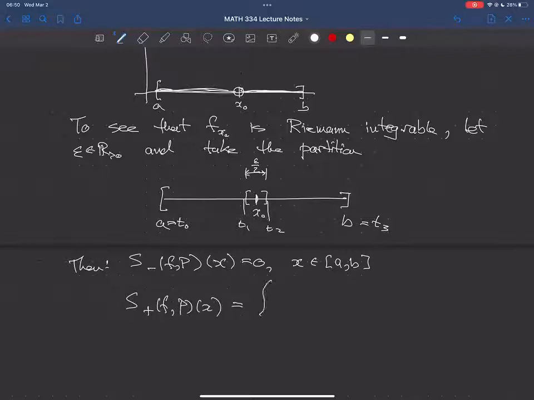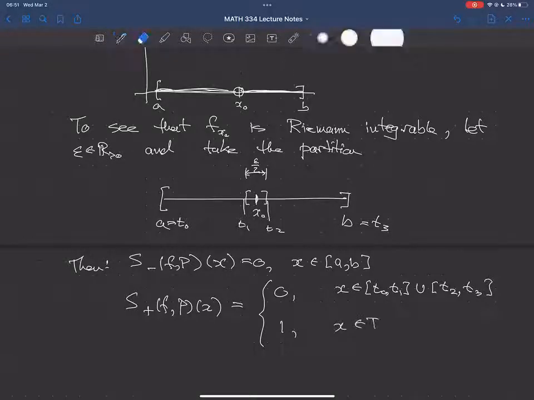Okay, and so you can easily see here that the upper step function is equal to 0 if x is in [t0, t1] or [t2, t3], and it has a value 1 when x is in the middle interval, because the supremum of the values of f in there is going to be 1, because it's equal to 1 there. But these guys, of course, are going to be 0.